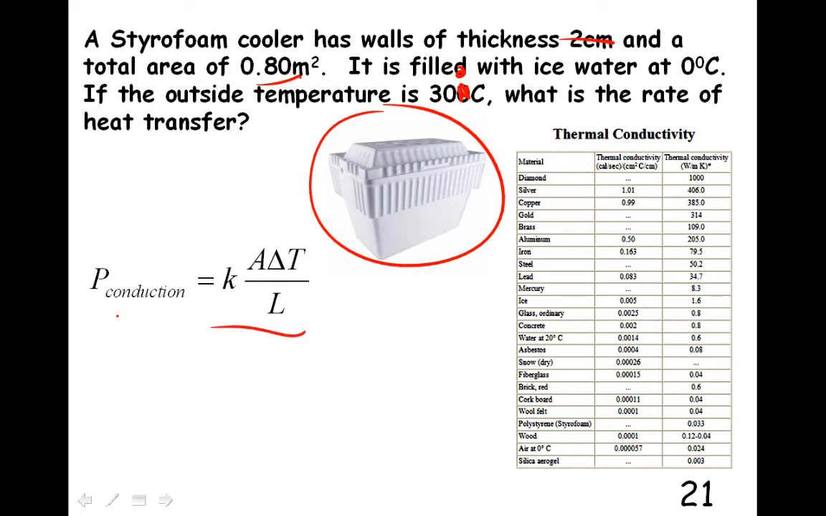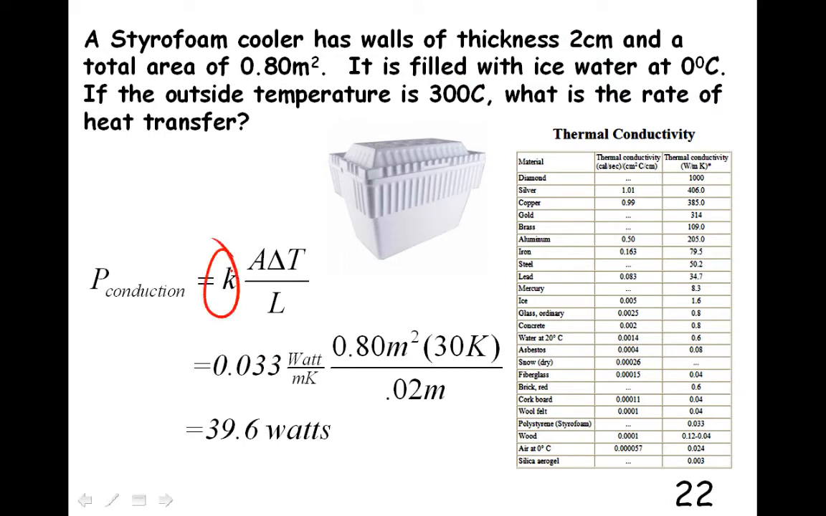Well, we just plug all the numbers in here. We've got K, which for styrofoam is 0.033 watts per meter Kelvin. That's in Kelvin, so we have to put our temperature in Kelvin. But since we're always looking at a difference in temperature in this equation, the difference in temperature in Celsius is the same as the difference in temperature in Kelvin, so it doesn't really matter there. So the difference in temperatures was 30 degrees C because we had 0 to 30.